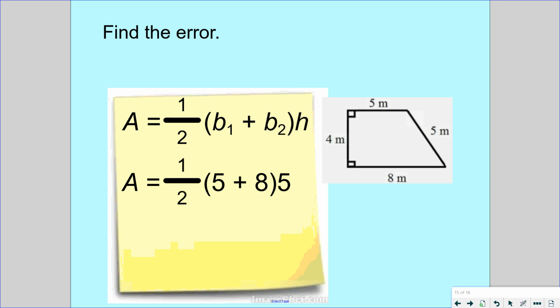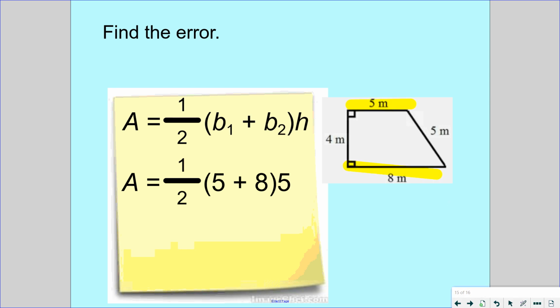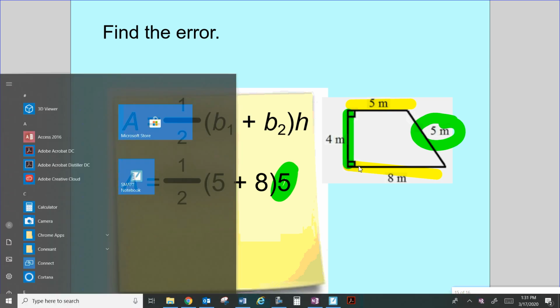Here's one last practice if you would like to practice this. Here, fix the error. Let me highlight this. I highlight the bases. I highlight the height. So let's see, what is wrong here? Oh, they used this number, the slant, as the height. That is the error. So hopefully you understand how to find the area of a trapezoid.